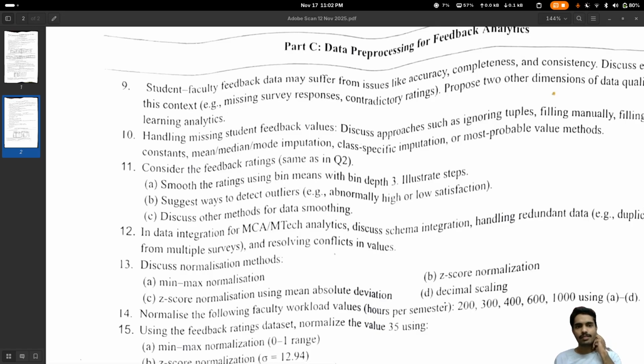Okay, so in this video we will discuss question number 11, which is a continuation of question number 2. We will be using the data set which we used in question number 2, and we have to solve some sub-questions: we need to smooth the ratings using a bin with a depth of 3, and then suggest some ways to detect outliers and some other binning techniques, or basically data smoothing techniques.